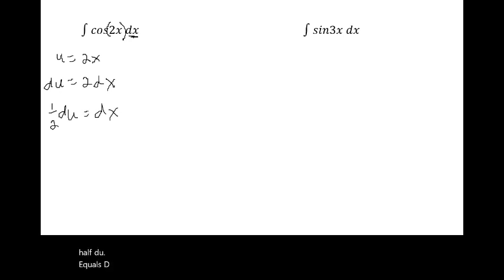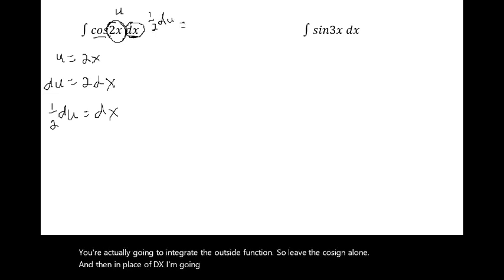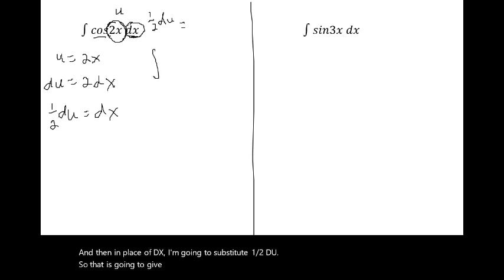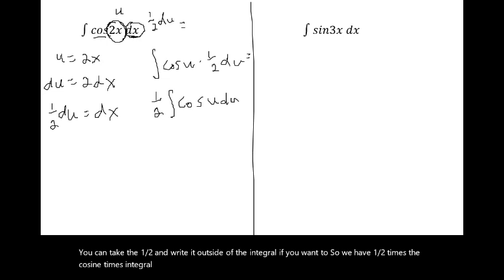So let's do some substituting. In place of 2x, I'm going to substitute u. You're actually going to integrate the outside function, so leave the cosine alone. And then in place of dx, I'm going to substitute 1/2 du. So that is going to give me the integral of cosine of u times 1/2 du. You can take the 1/2 and write it outside of the integral if you want to. So we have 1/2 times the integral of cosine u du.